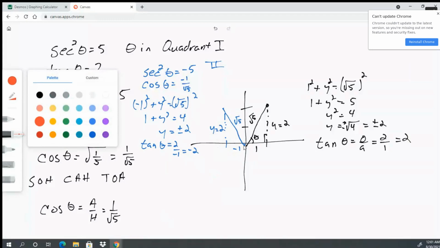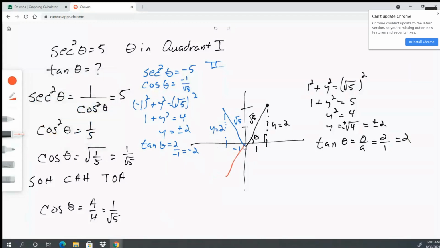In quadrant 3, we have a different situation. In quadrant 3, we have this angle. We still have minus 1, right? We still have a positive hypotenuse, which is always positive. But we have minus 1, right? Secant squared theta is once again equal to 5, right?